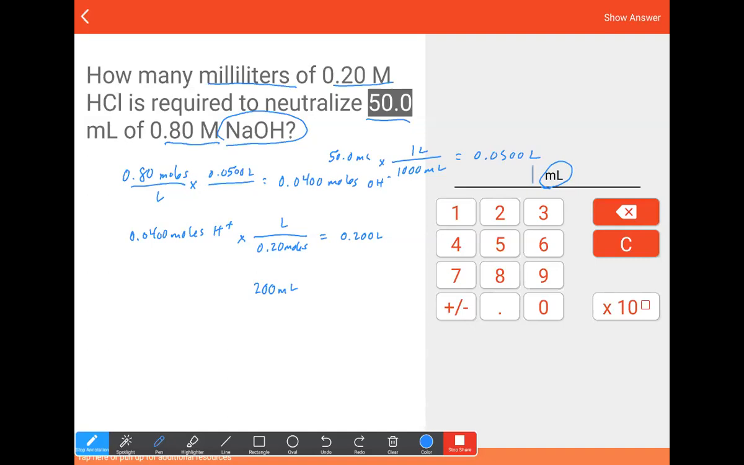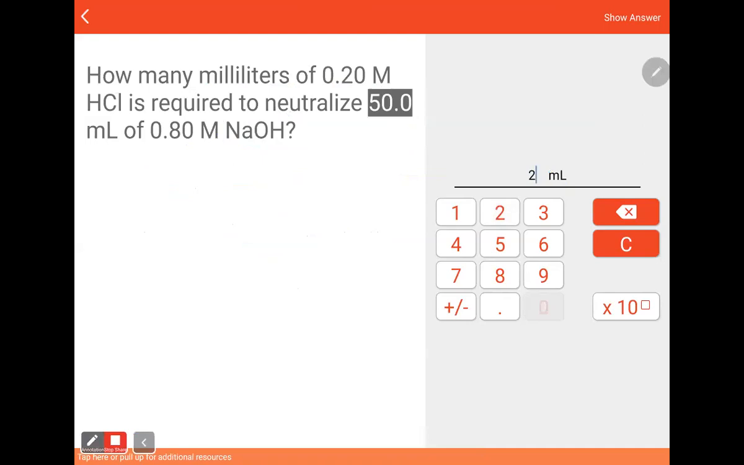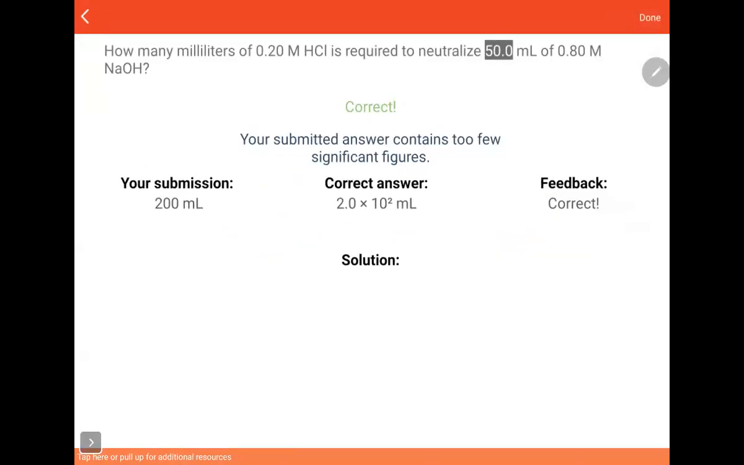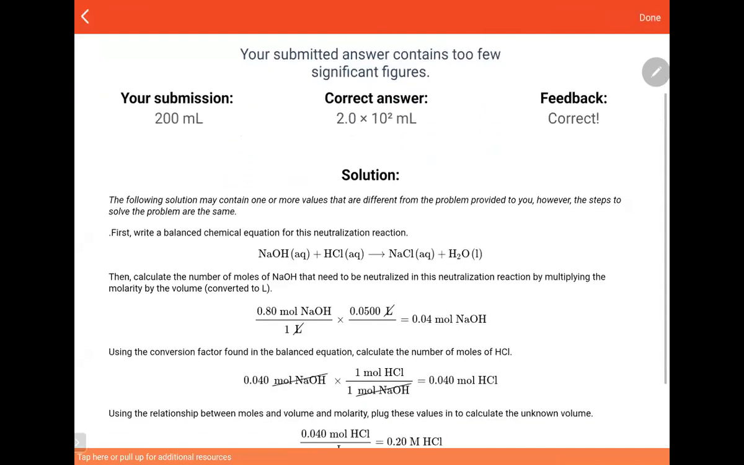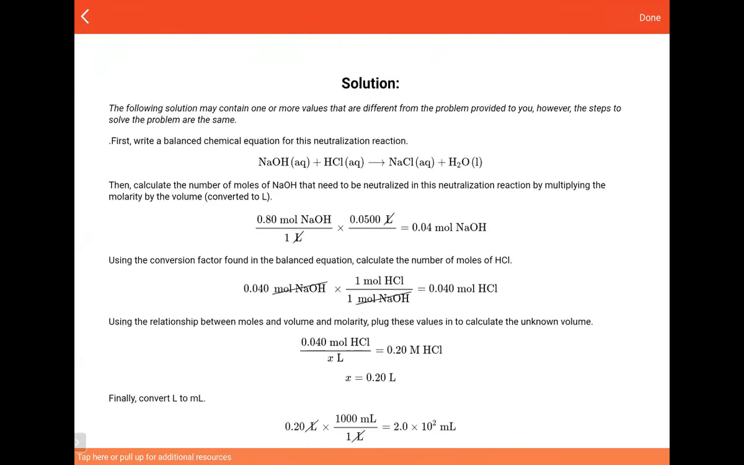It would be the same calculation if I was looking for the equivalence point. Equivalence point is when you've canceled out all the moles. So let's look, 200 milliliters. There we go. Two sig figs would be 2 times 10 to the second. So here we go.